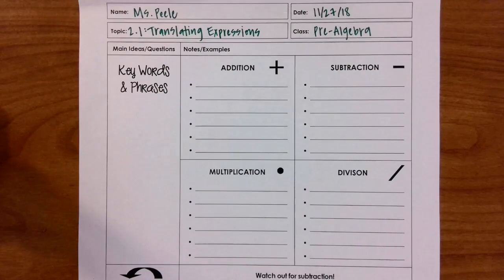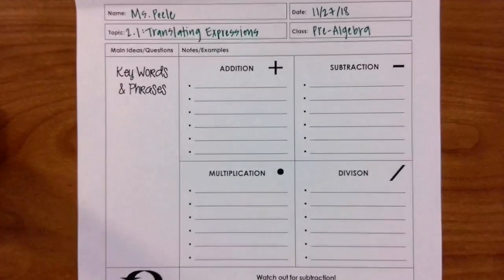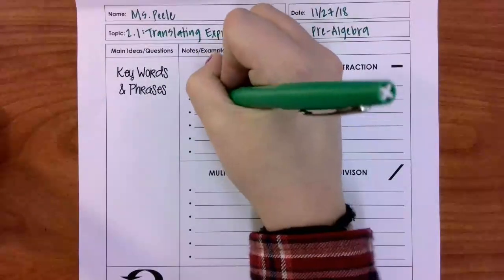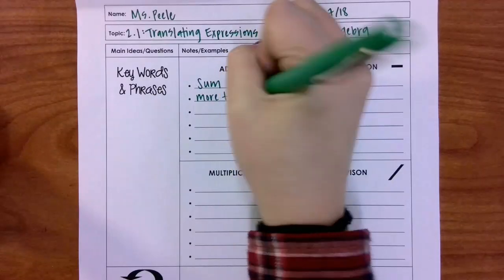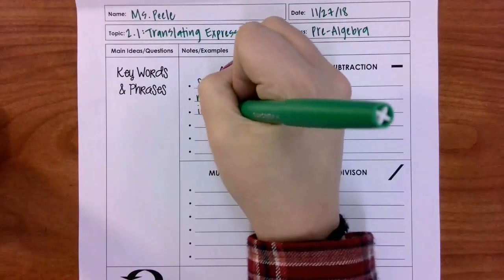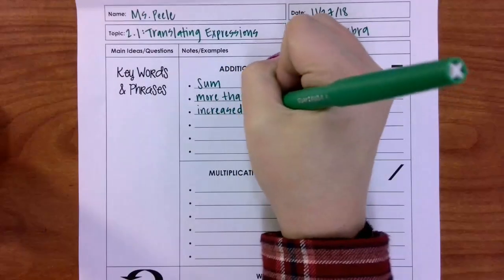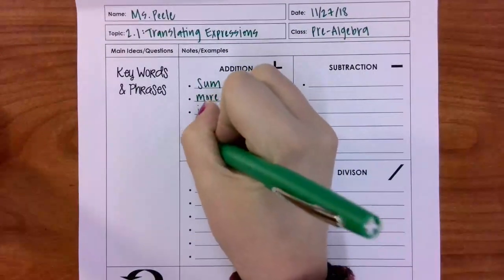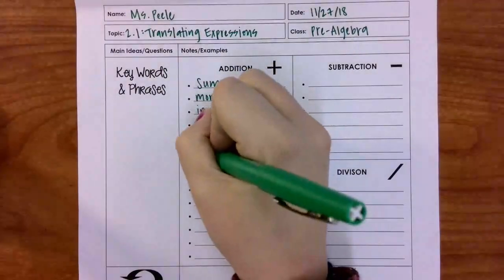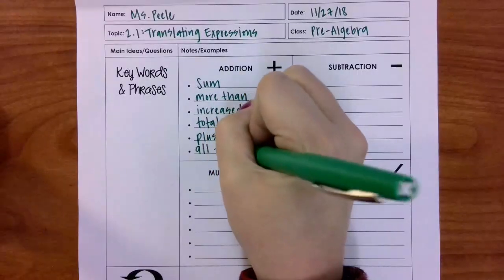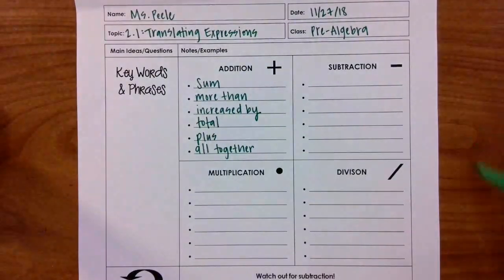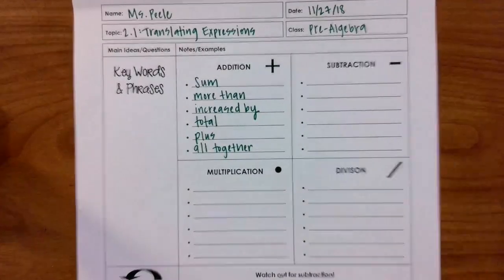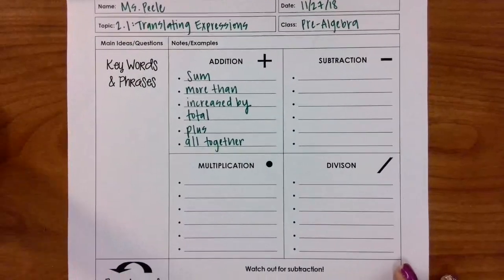So, words that mean you need to add are, some of these are going to be a nice review: some, more than, increased by, total, plus, and all together. Now, these 4 boxes are going to be a nice cheat sheet that whenever you see a word, you can refer back to see what operation you need to do. And we're going to talk about how these words are going to come in.